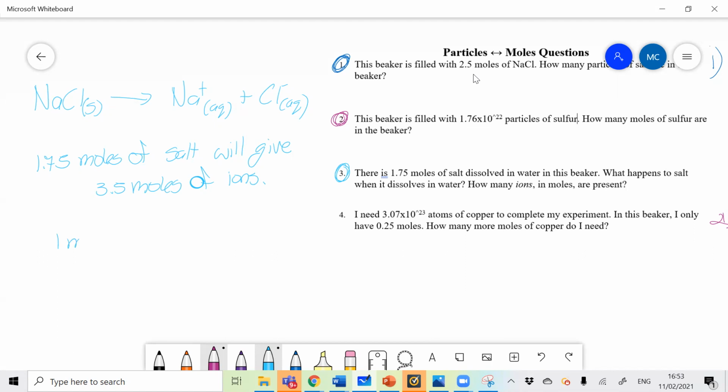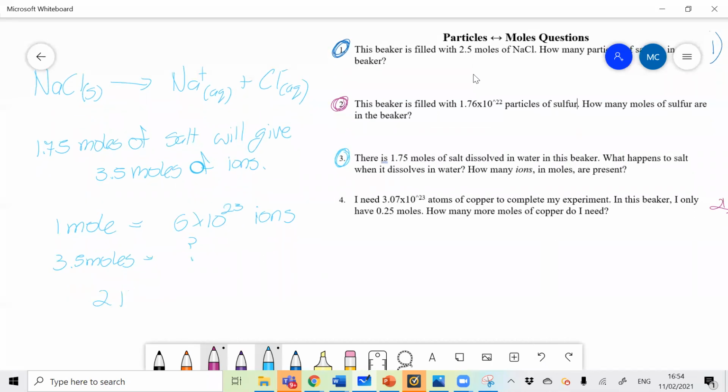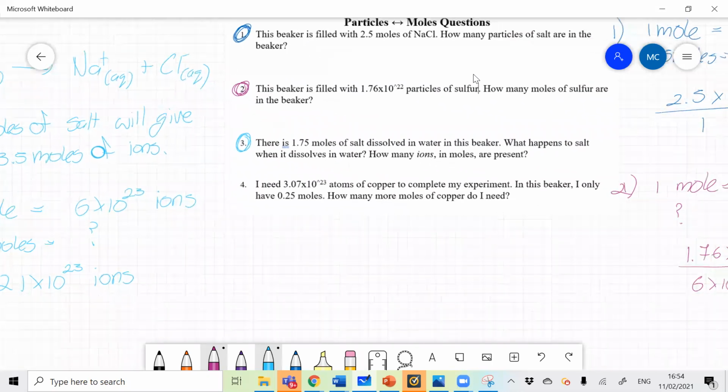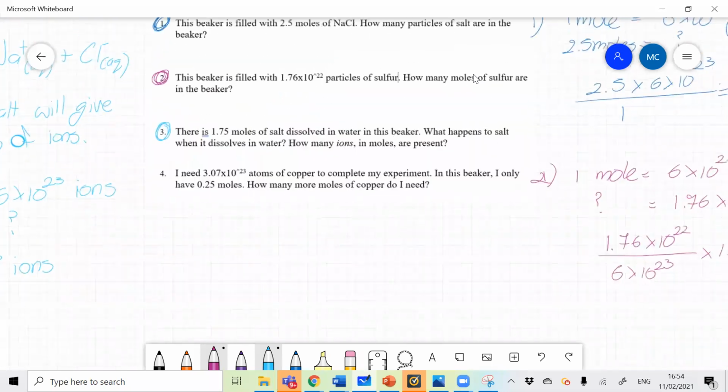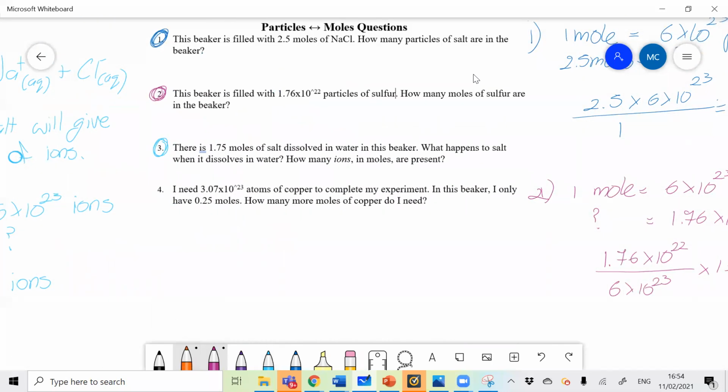Okay? So 1 mole equals 6 times 10 to the 23 particles. Or in this case, we can write them as ions because we have identified these particles to be ions. 3.5 moles equals how much? And the answer here would be 21 times 10 to the power of 23 ions. Okay? And the last question that we have for today was question number 4.